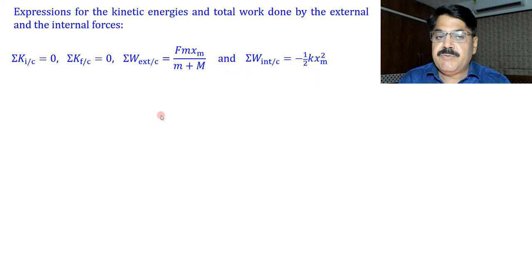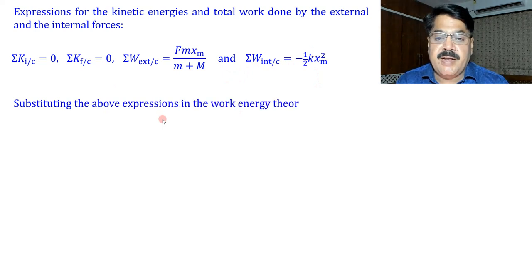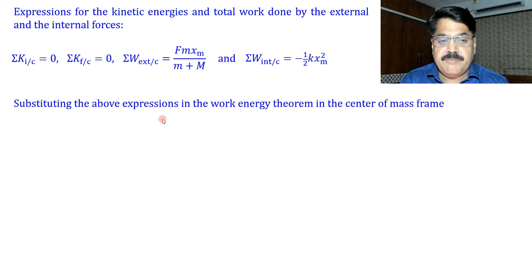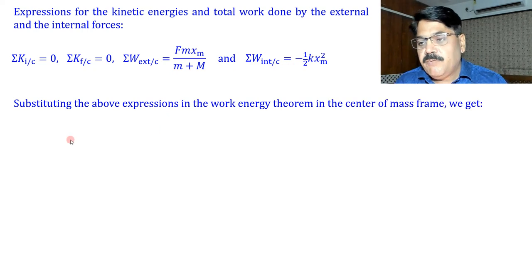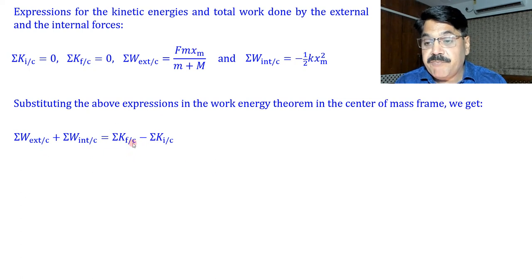Now we substitute these values in the work energy theorem for the center of mass. Substituting the above expressions in the work energy theorem in the center of mass frame, we get, first we write the work energy theorem: summation W external in C plus summation W internal in C plus summation K F in C minus summation K I in C. What is this? Total work done by external force in the center of mass frame. That is total work done by internal force in the center of mass frame. That is total kinetic energy final in the center of mass frame. That is total kinetic energy initial in the center of mass frame.